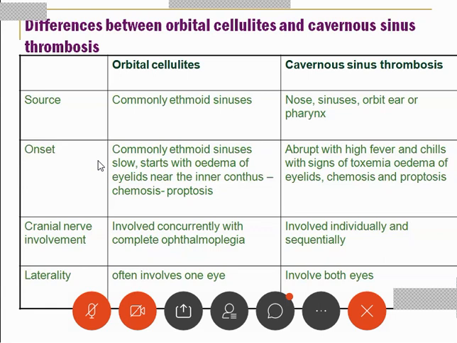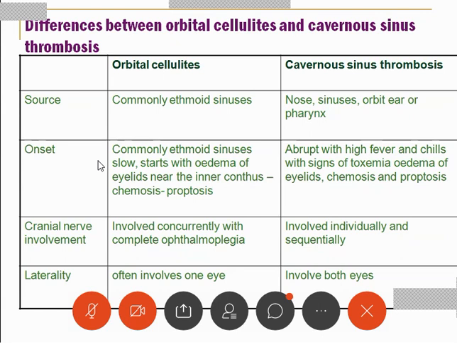Orbital cellulitis is most commonly due to ethmoid sinus pathology, which is fungal sinusitis. Most fungal sinusitis will not cause it. Only the invasive type of fungal sinusitis and malignancies in the ethmoid sinuses will lead to orbital cellulitis. Most of the times we have seen it is a very slow process.